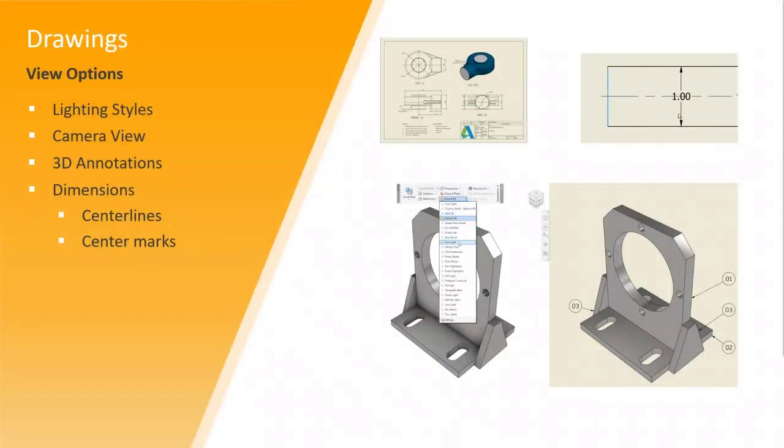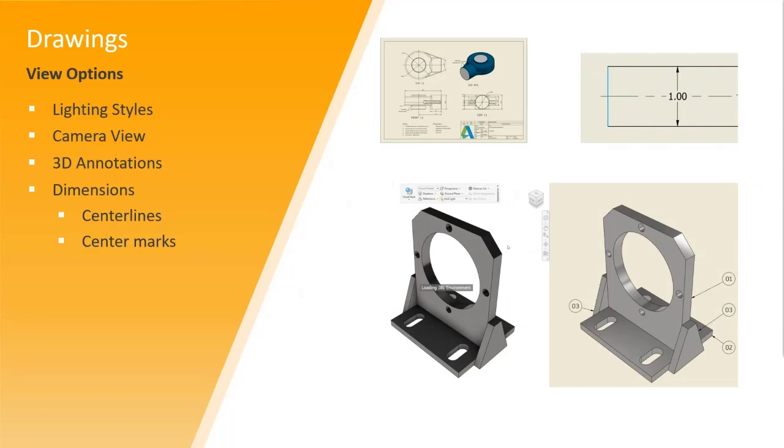Let's move on to the next topic. In drawings, you can now change the look of your shaded view by changing the lighting style in your model. To do this, just pick the light style in the model that you like to see in your drawing. And when you jump back, your drawing shaded view will update to show the new lighting style.